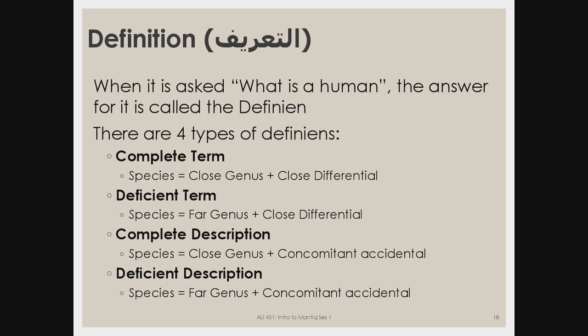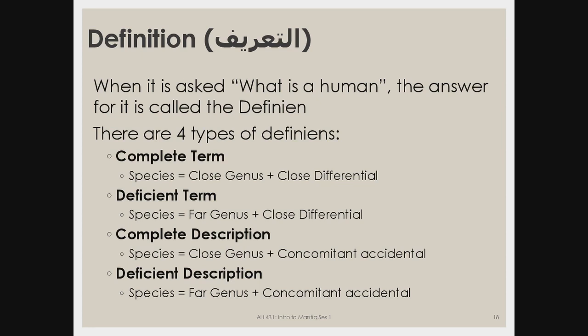So that's how to define things. Then you have the deficient term. So you look at the definitions already there, right? So species plus you bring the far genus. So I can say humans are a growing body with free will that have rationality. They say this is not bad. We'll take it. The key is bringing that fasl in, which is the differential.